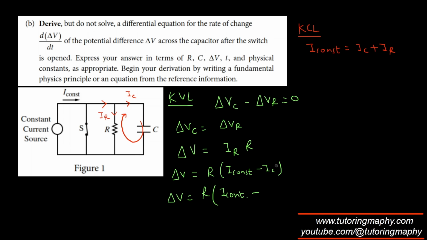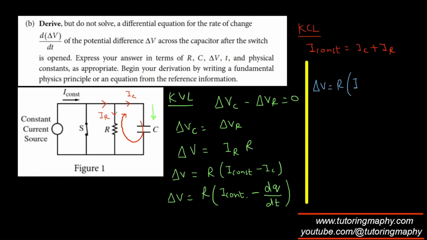So delta V is equal to R times I constant minus IC. And what is IC? IC is nothing but dq over dt, right? Because it is the current passing through the capacitor, and that is equal to dq over dt, where q is the charge on the capacitor. So that's how it looks. Now delta V will be equal to R times I constant minus d over dt of q, and q is nothing but C times delta V, right? That's the formula, q is equal to CV.